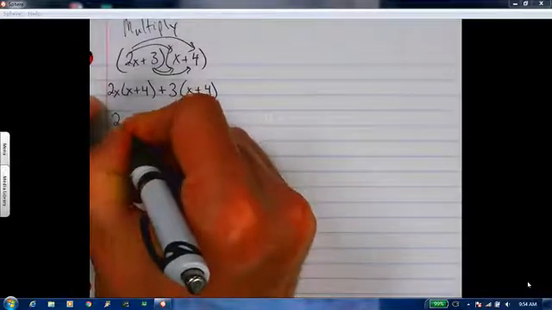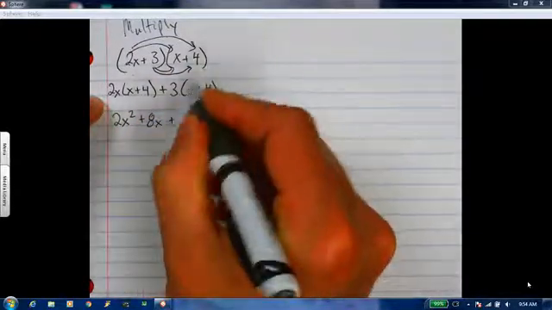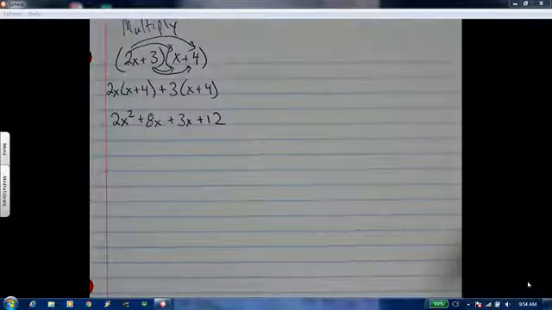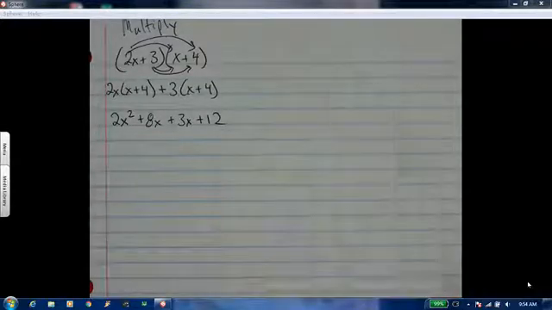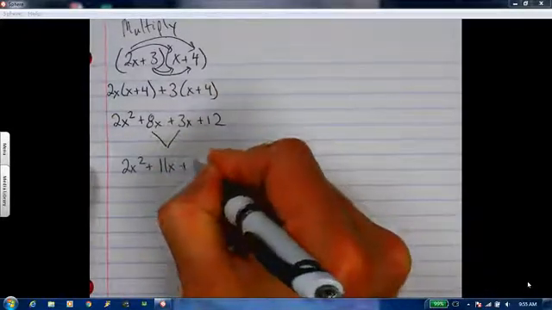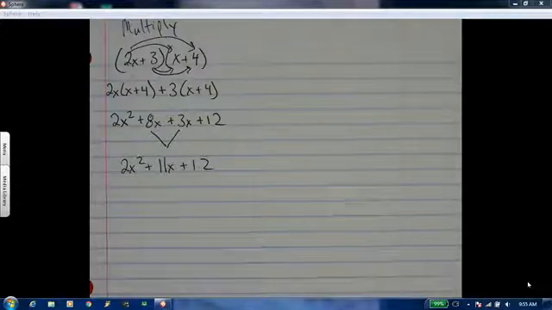So 2x times x, plus 2x times 4, plus 3 times x, plus 3 times 4. Is that okay? We're not done yet. Yep, we're not done yet. These go together, you get 2x squared plus 11x plus 12. Can I combine the 2x squared and the 11x? No. Okay.